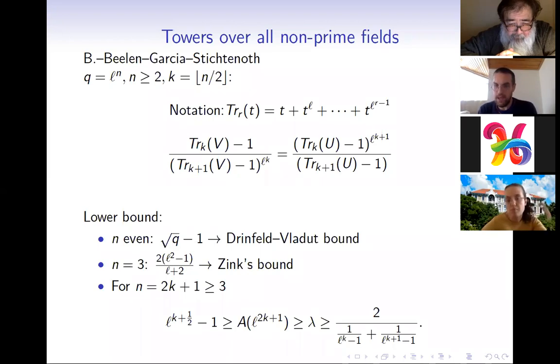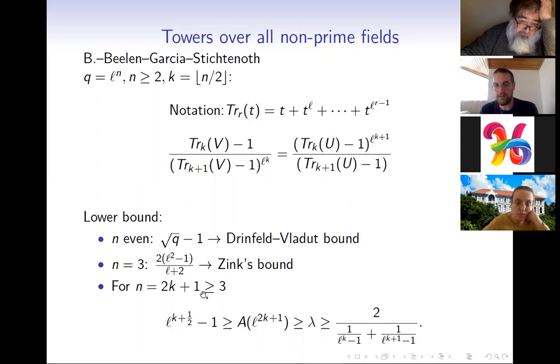So these equations that I talked about are in some sense very special, and I'll talk about why they are special in a bit. This gives you a lower bound over all non-prime finite fields. It still does not work over prime fields. Over quadratic fields, you obtain the Drinfeld-Vladut upper bound as a lower bound, so you recover the result of Ihara. Over cubic finite fields, you get the same expression as was given by the Zink bound.